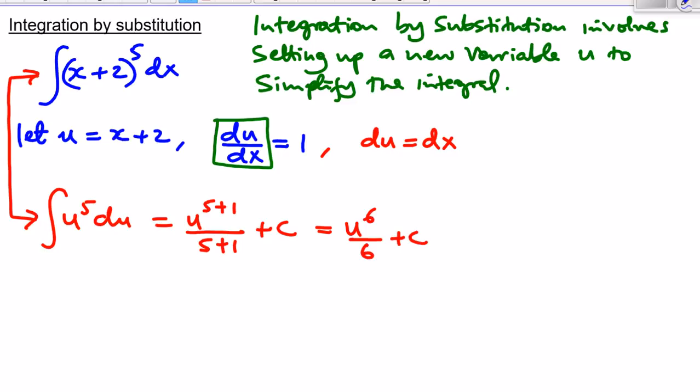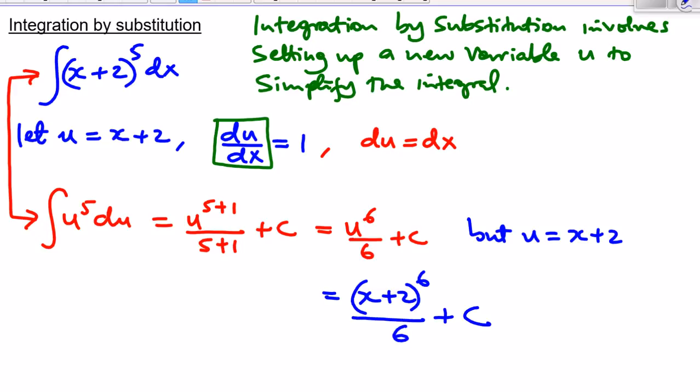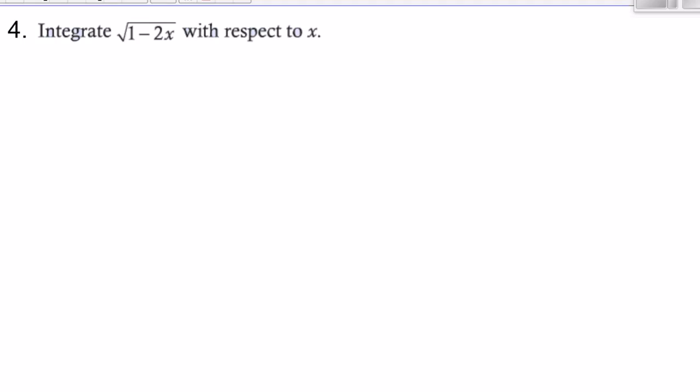Well, but we know that u is equal to x + 2. So our final answer will be, you replace u with x + 2, so (x + 2) to power 6 over 6 plus c. And that will be our final answer. So that's the process of integration by substitution. Let's look at another example.